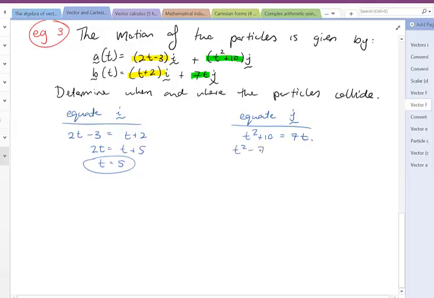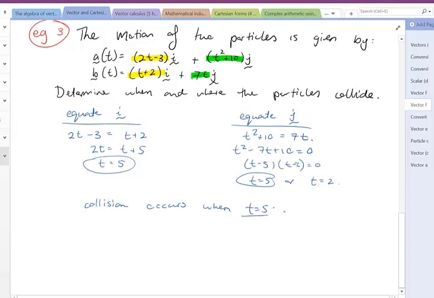t squared take 7t plus 10 is equal to 0. That will be t take 5 and t take 2 when we factorize it, and thus we end up with a solution t equals 5 or t equals 2. Obviously, the collision occurs when t is equal to 5. We've got that common time. And to determine the position, we can sub this back into both of the equations. It will also serve as a check.